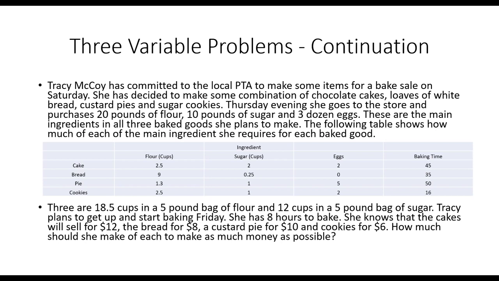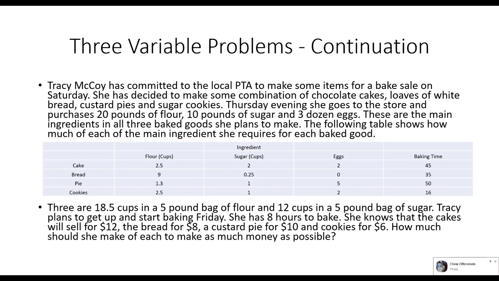Then we have to look at our constraints. It says in the bottom section, there are 18.5 cups in a 5-pound bag of flour. And we know she has 20 pounds of flour. So 18.5 times 4 is 74. All of our flour is given in the first column of this table. So we have 2.5x1 plus 9x2 plus 1.3x3 plus 2.5x4 is less than or equal to 74. That's our flour.